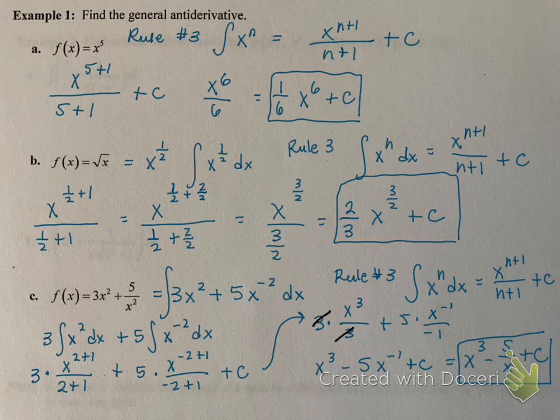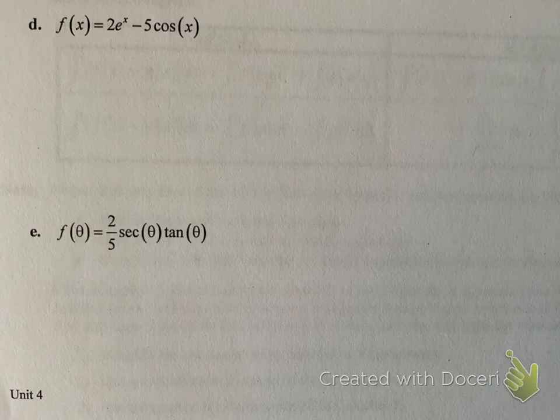Okay, so we used rule number 3 several times for a, b, and c, and we saw how to handle something when we have a coefficient of a term. So if we have a coefficient, pop it out. Okay, D. Let's do D and E, and then I'm going to stop the recording.